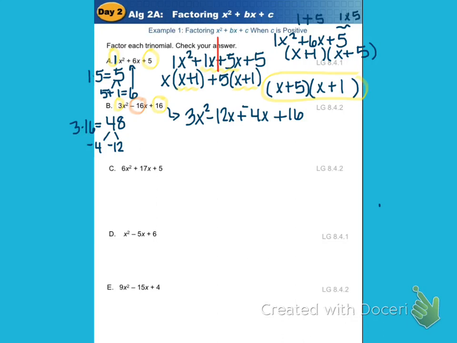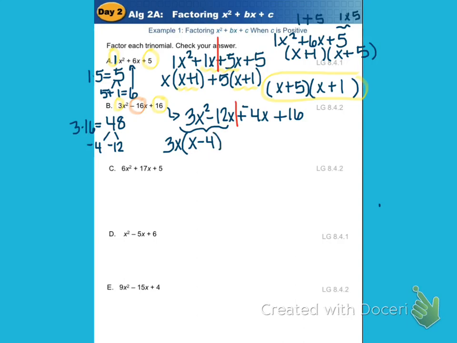Now we're at that step where we have to split this up because we have 4 terms. We're going to divide it 2 and 2 and factor by grouping. So I take a look at the first 2 terms, 3x squared minus 12x. I know that I can take a 3 out of 3 and 12. I know I can take an x out of x squared and x. So my common factor, GCF, is 3x. When I divide that out, I'm left with x minus 4.